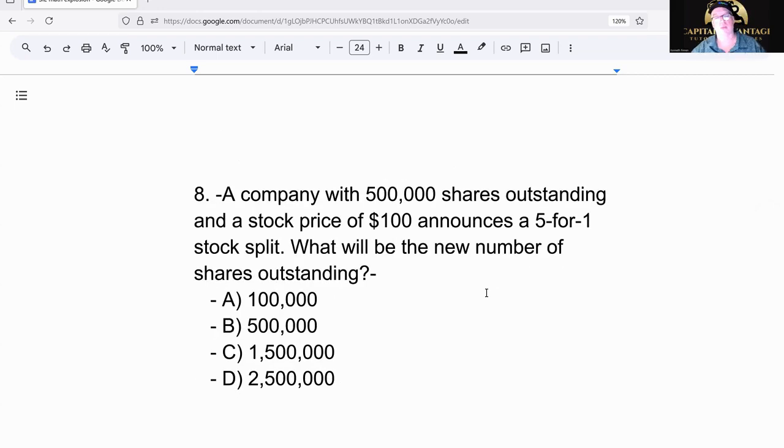500,000 shares outstanding and a stock price of 100. Again, it's a 5-for-1 split. Let's do everything here. So 5 divided by 1 is 5. Yeah, that works. So we're going to do 5 times 500,000. That's going to be 2.5 million shares.